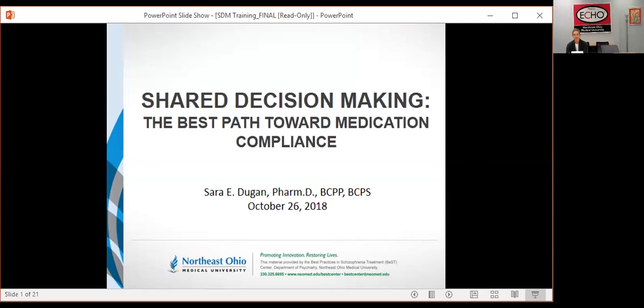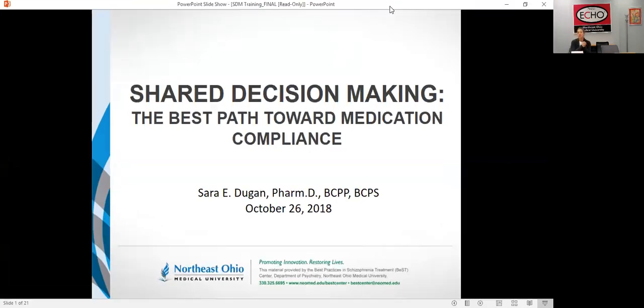For today, we're going to be focused on shared decision-making. As a pharmacist, I have this set up as looking, it could be used for a number of different things. I set this up with a case example for the best path toward medication compliance or adherence. It can be used in conjunction with motivational interviewing, and it's a way to really build an alliance with your patient and your patient's caregivers or family.